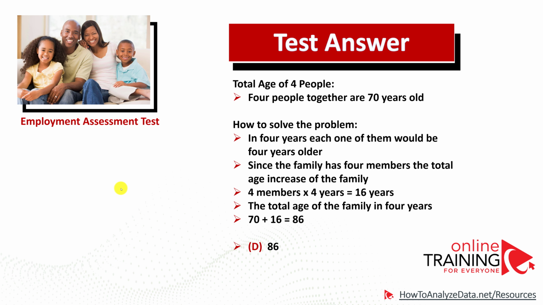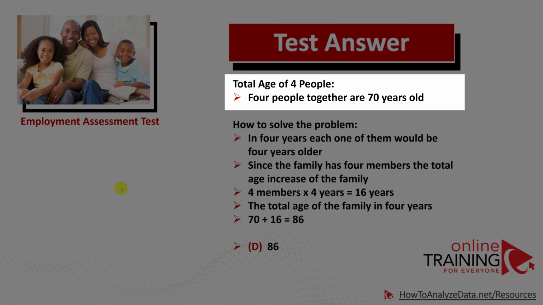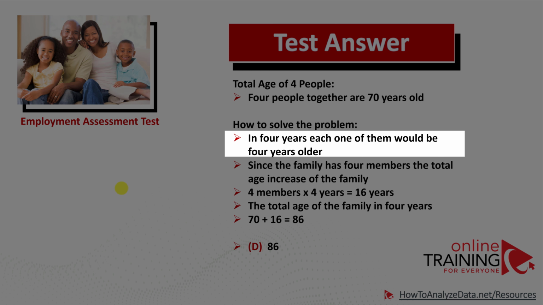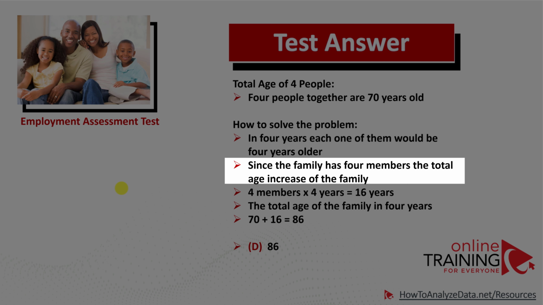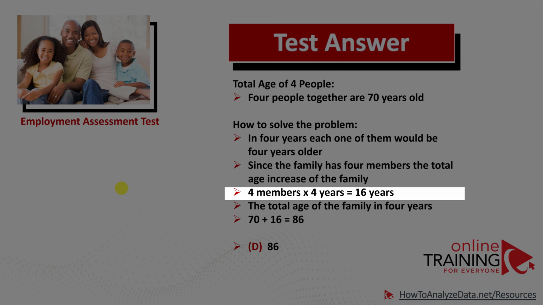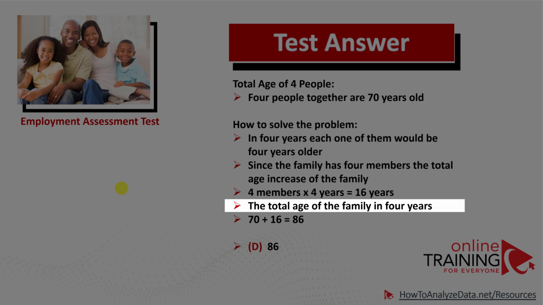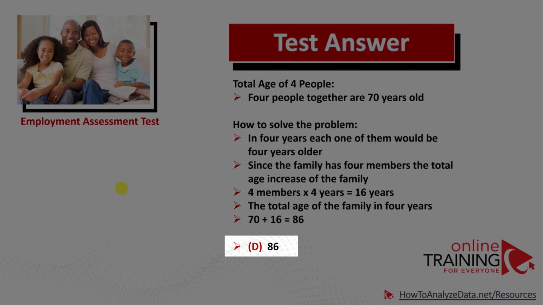The easiest way to solve this challenge is to understand what we are being asked. Currently, the total age of 4 people together is 70 years. And you have to understand that in 4 years, each family member will be 4 years older. Since the family has 4 members in total, the age increase for the family will be 4 multiplied by 4 members multiplied by 4 years, which would be 16. So the total age of the family members in 4 years will be 70 plus 16, which is 86. So the correct choice here is choice D, 86.